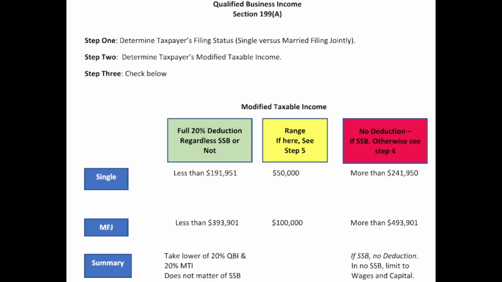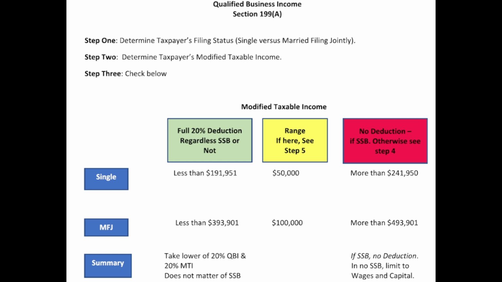Now, notice that in this green box, it says full deduction regardless of SSTB or not. So if we have an SSTB, if we're an accountant, a lawyer, a doctor, performing arts, and we make less than that $191,951, or if we're married filing jointly, that $393,901, we don't treat an SSTB any differently. It's the same test. The reason I colored that into a green box is that's a full go. We don't have to worry about anything. We're going to get the lower of 20% of QBI or 20% of modified taxable income, the 20% of modified taxable income being the ceiling that we've been discussing.